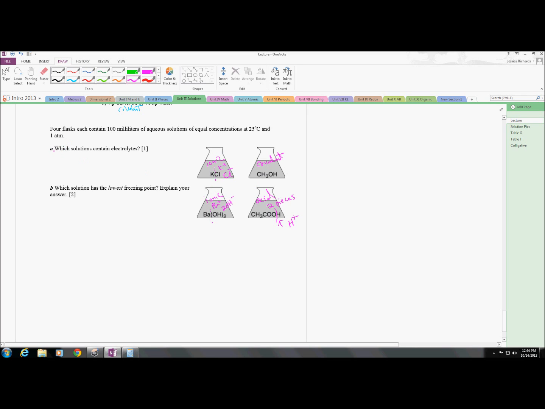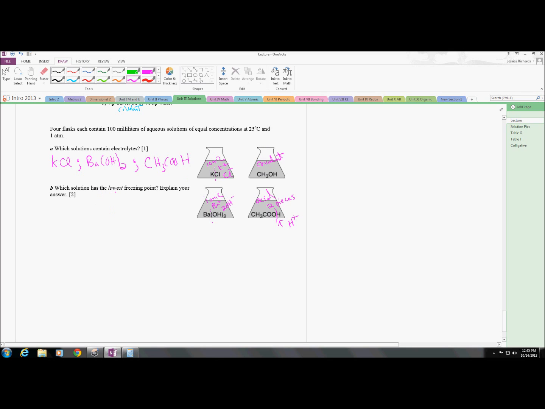All right, question A wants to know which solution contains electrolytes. Well, anything that's going to split into pieces that have charges is going to be an electrolyte. So the KCl splits into pieces with charges. The Ba(OH)2 splits into pieces that have charges. And our acid splits into pieces that have charges. So the only one here that's not an electrolyte is this covalent compound.